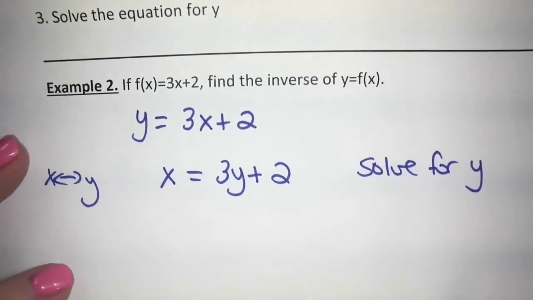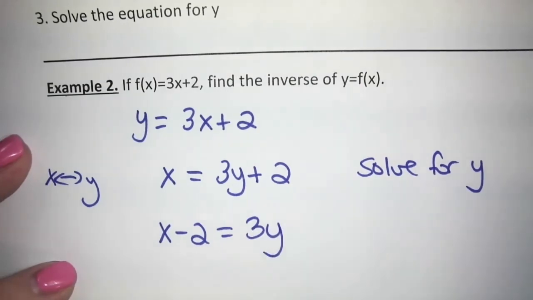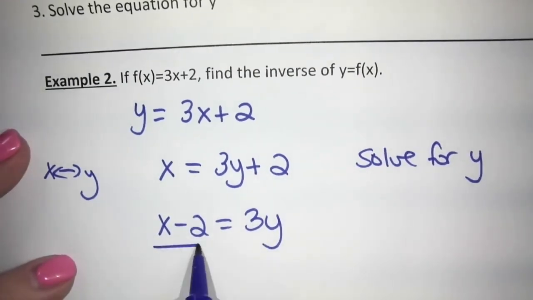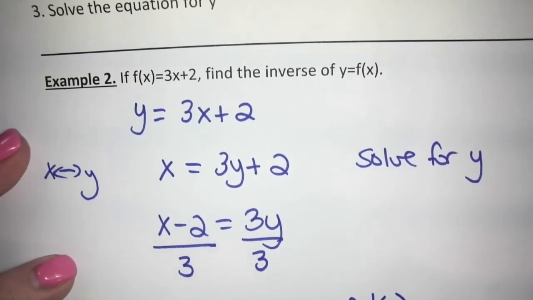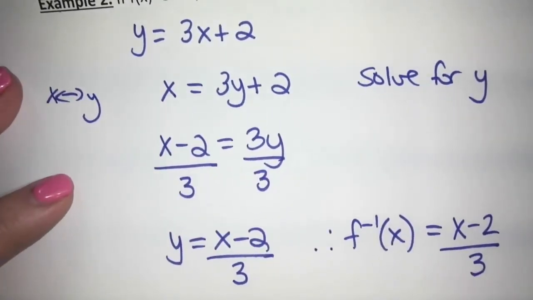So how do I solve for y? Well, I'd bring the 2 across, so it'd be x minus 2. And that would be 3y. And then I would divide both sides by 3. So y is x minus 2 over 3, or f inverse is x minus 2 over 3. And that would be our final answer.